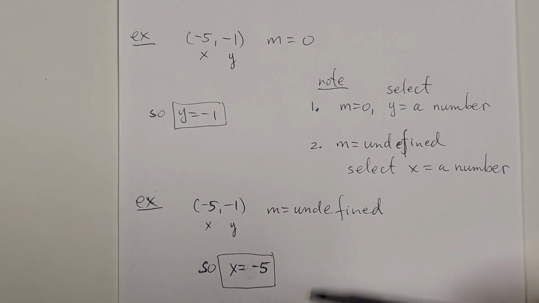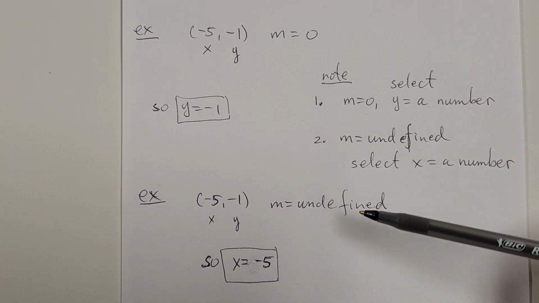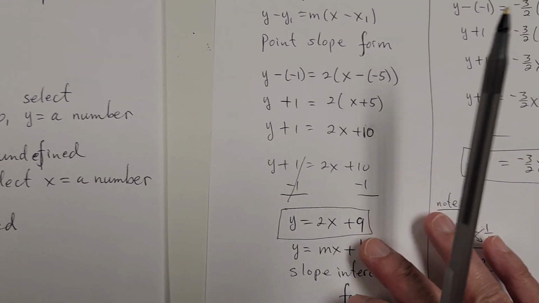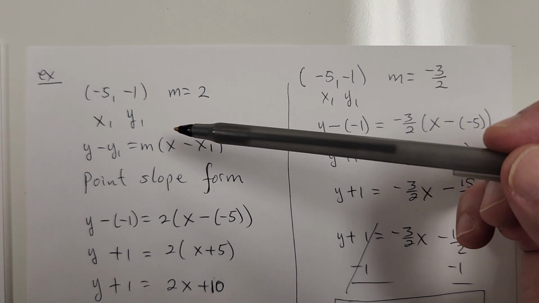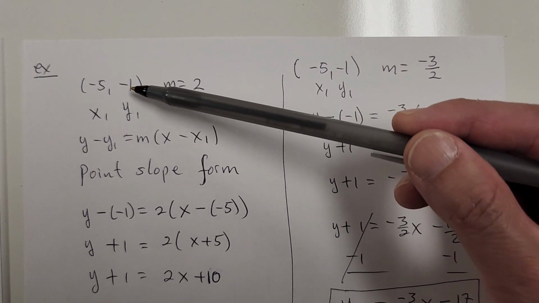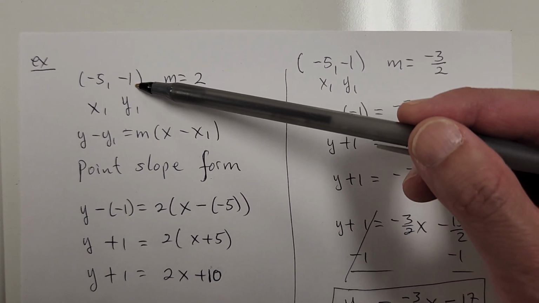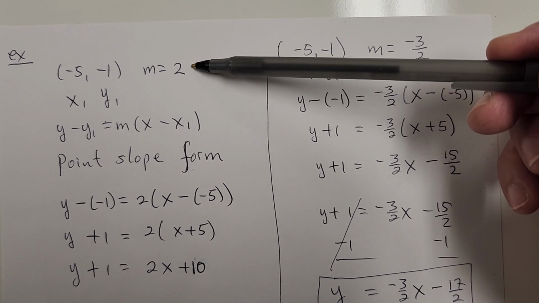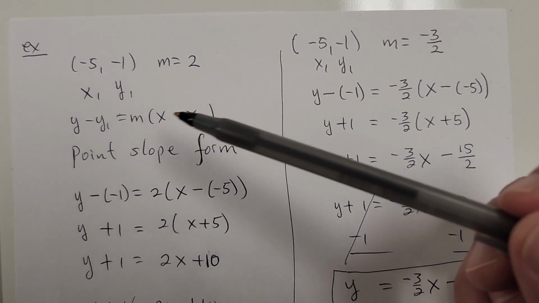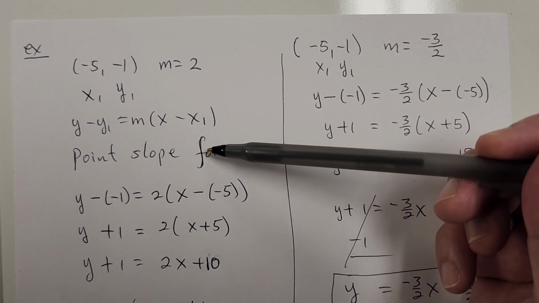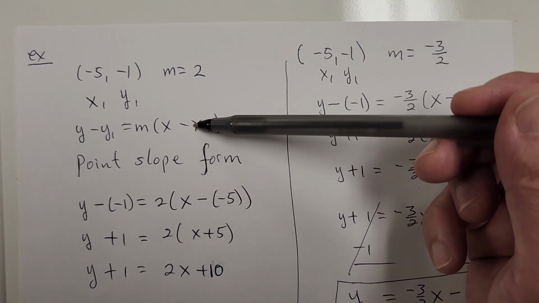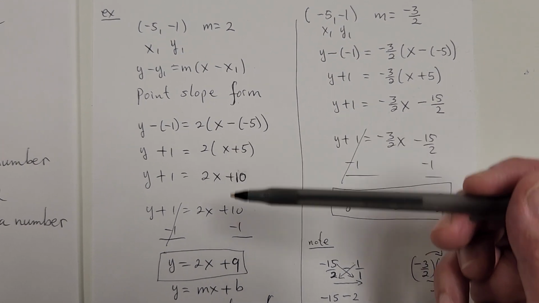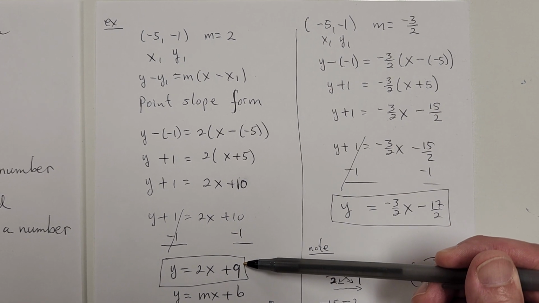Okay. Now, what if the slope is not 0 nor undefined? So here are the next two examples. In this example, I'm using the same point, (-5, -1), but this time our slope is not 0. It is a value, 2. Okay, so we're going to use this formula, point slope form, and plug the value in, and then do order of operations, and then get down to the actual answer.